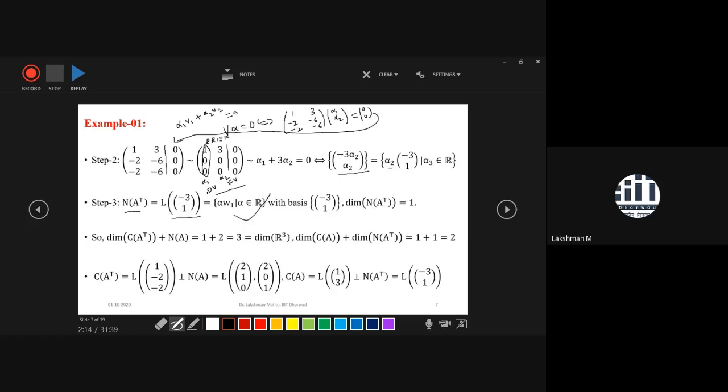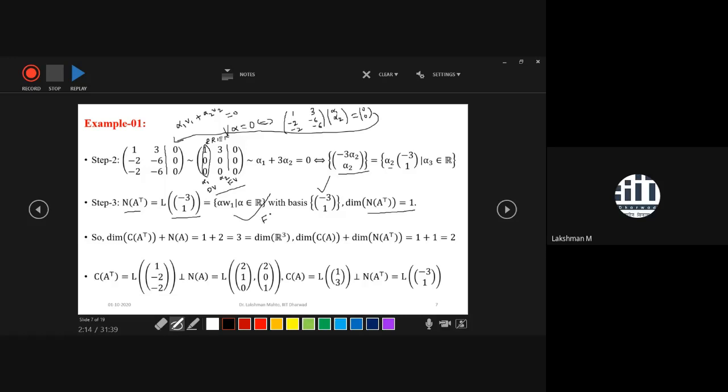Now look at the linear span of this null space of A transpose. How many vectors do you observe? There is only one vector. So the basis of this null space of A transpose contains a single vector, minus 3 1. And the dimension of this null space is 1.